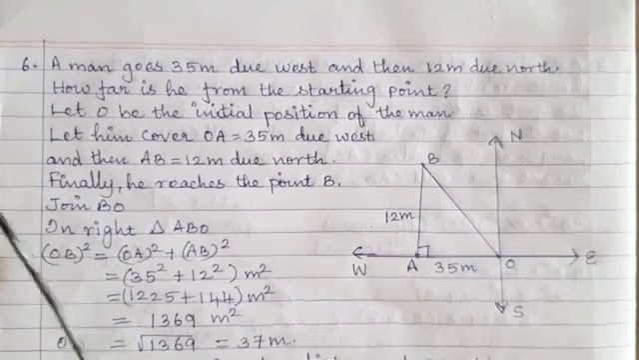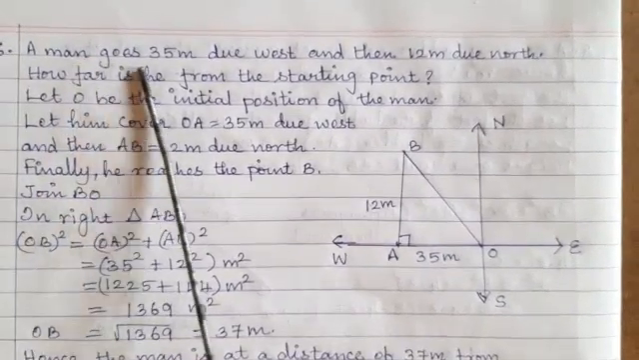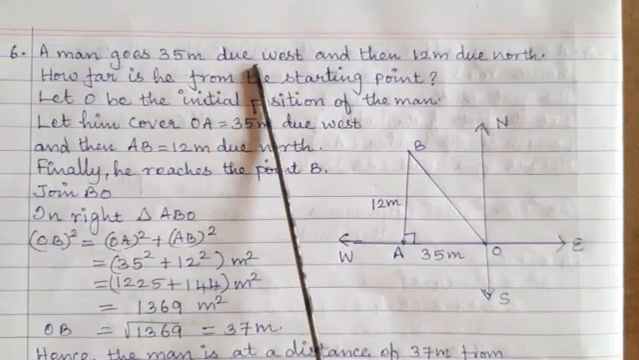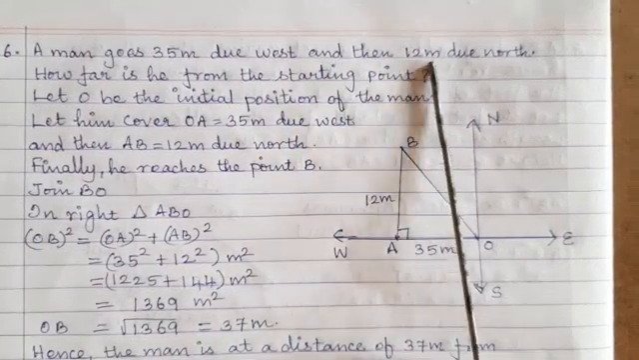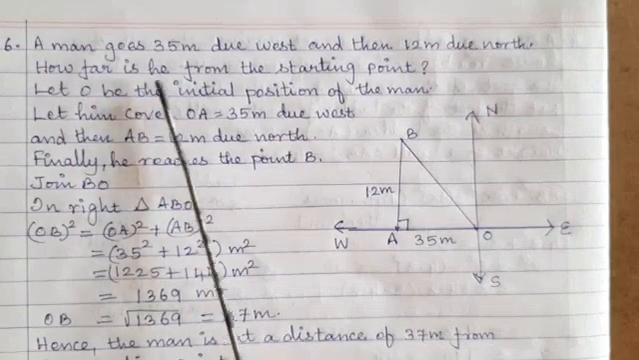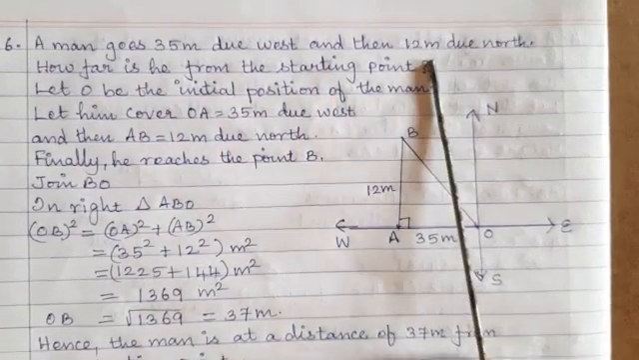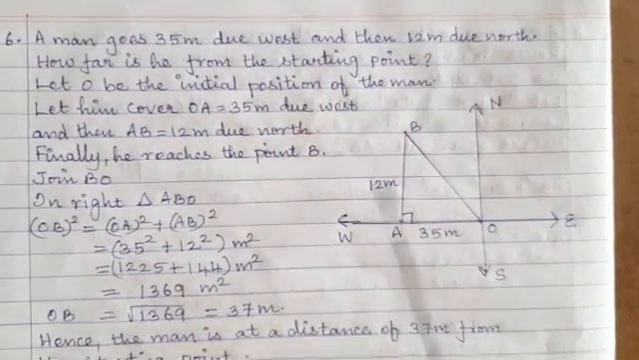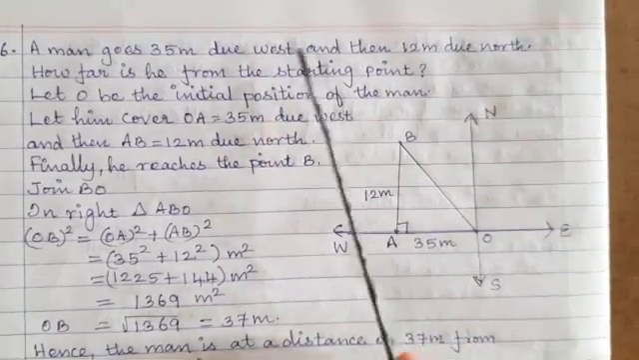Now move on to question number 6. A man goes 35 meter due west and then 12 meter due north. How far is he from the starting point? First see there, west and north are given in the question.